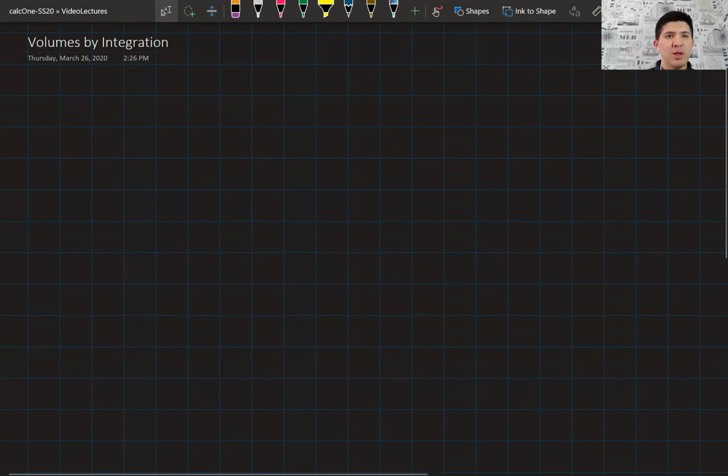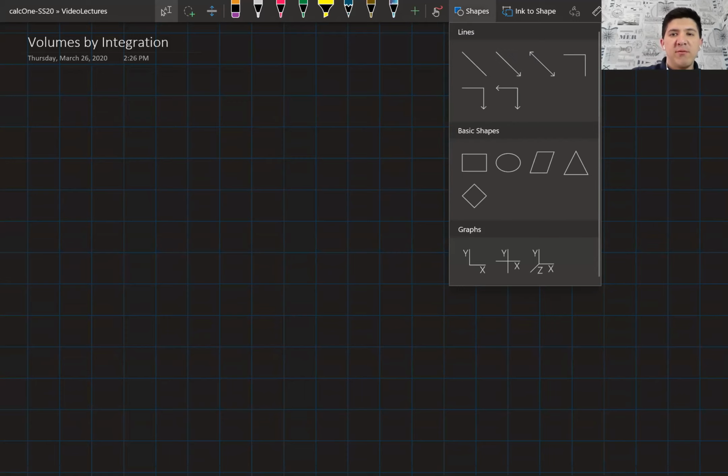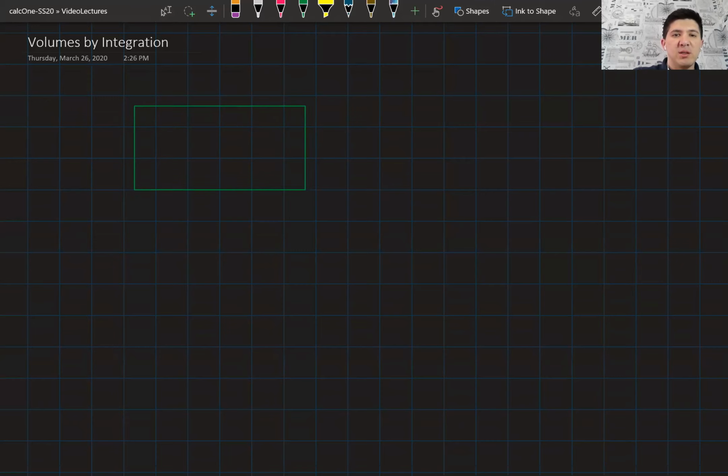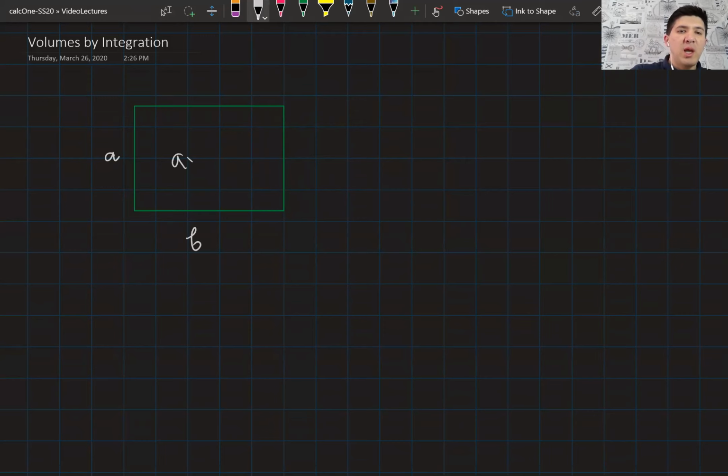In this video lecture, we're going to discuss how we can find volumes using integration. Before we do this, let's quickly discuss how we actually use integration to find areas. The essential idea of using integration to find areas was that we use the fact that the area of a rectangle is the multiplication of its sides.